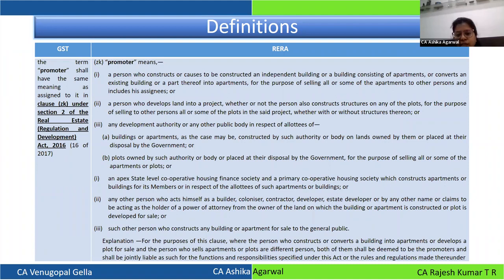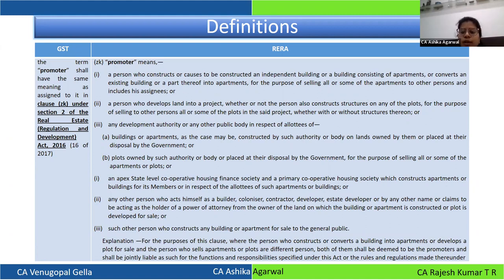There may be a case where in one villa construction you are getting purely exemption, and a case where in another villa you are liable to pay tax. So how this is going to impact you, we are going to discuss.